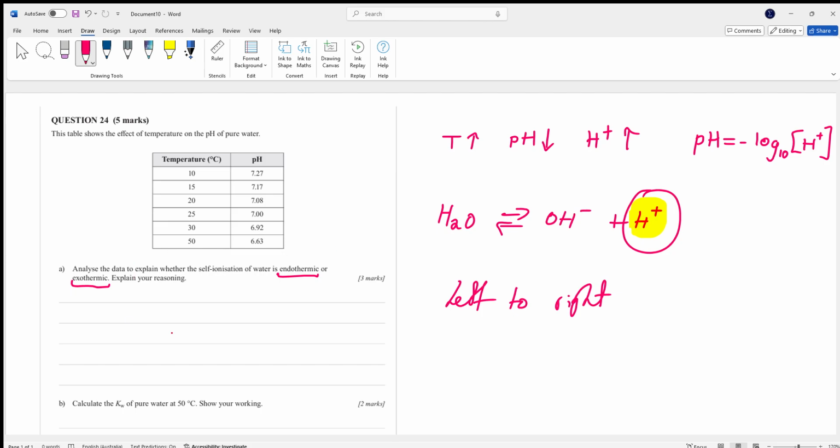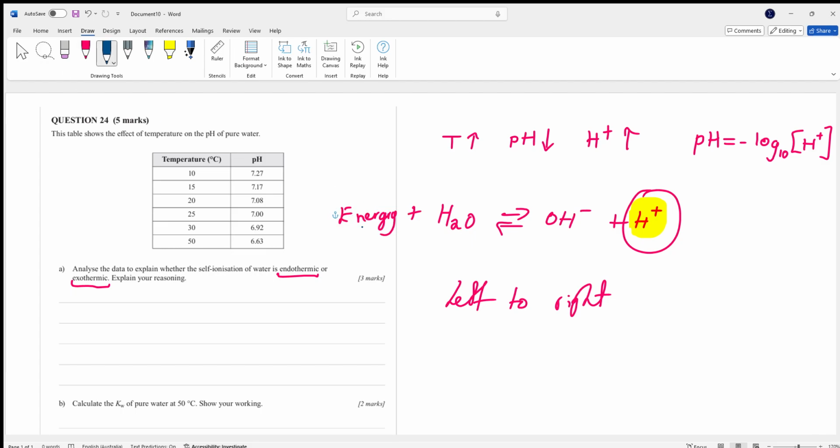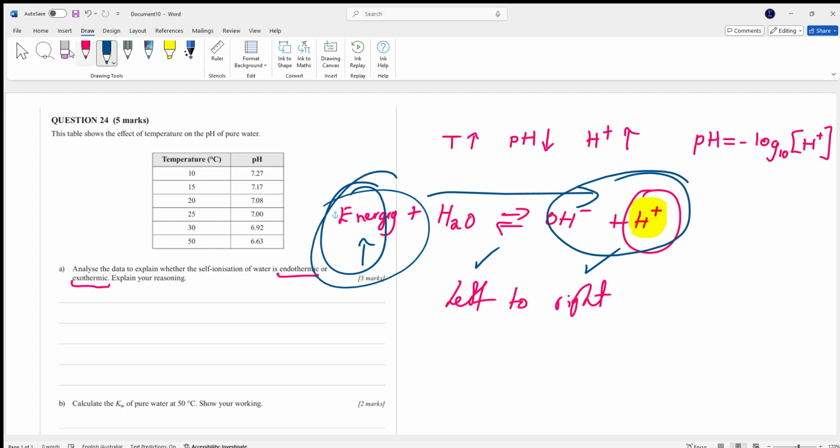So let's understand this. If the reaction was endothermic, there would be energy as a reactant. Let's see if this works, because we've got to apply Le Chatelier's principle. If I were to increase the temperature, that means I'm increasing the energy on this side here. According to Le Chatelier's principle, it will shift left to right to produce more of this stuff here to counteract the energy going in. So yes, that works.